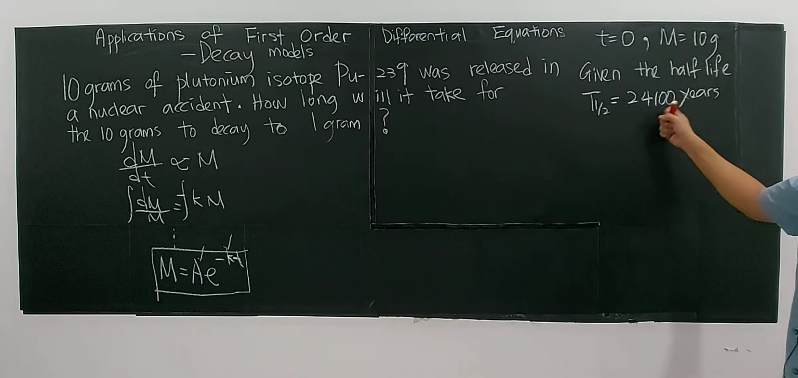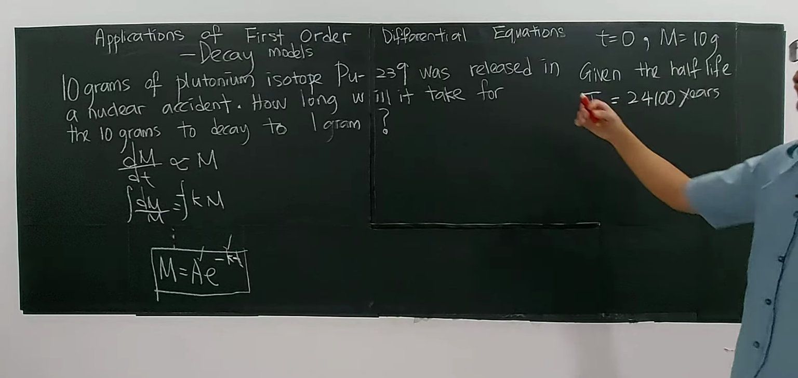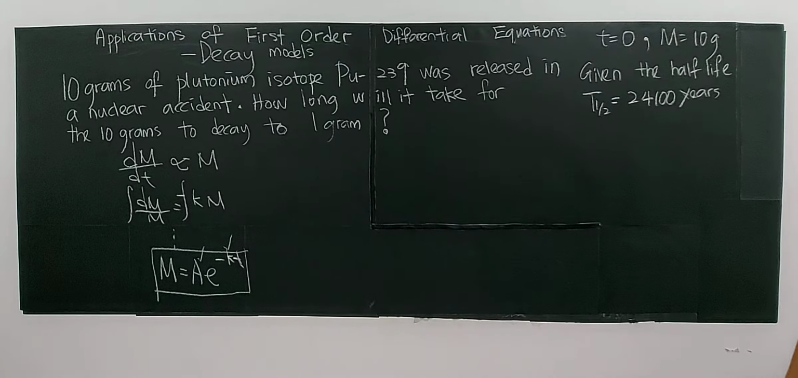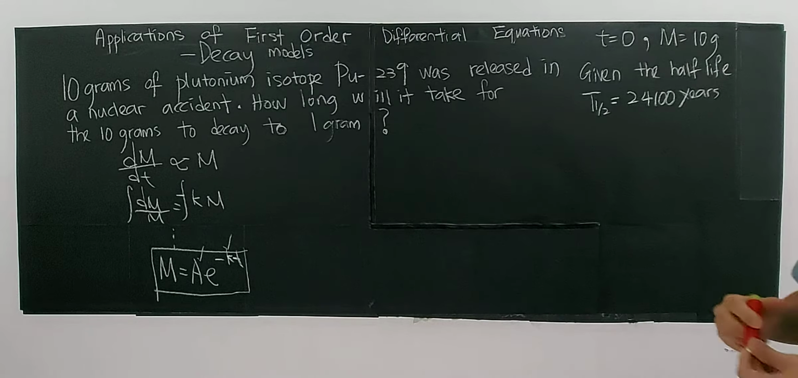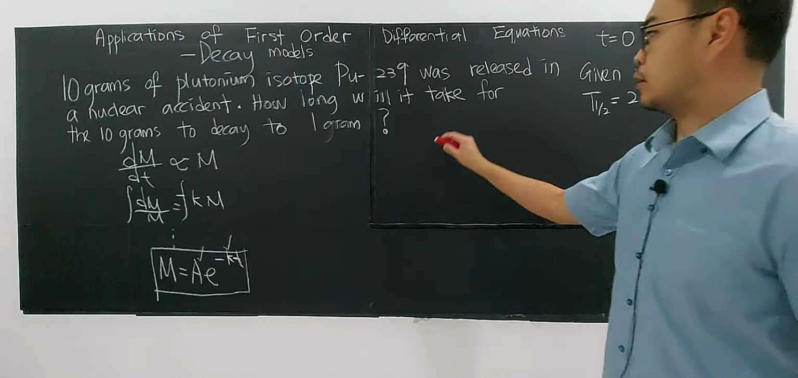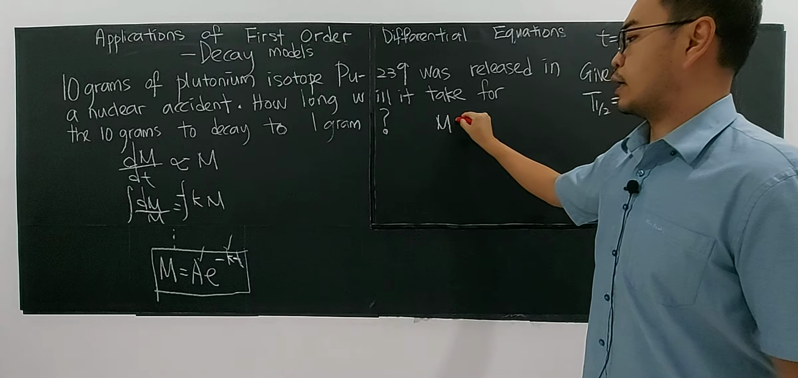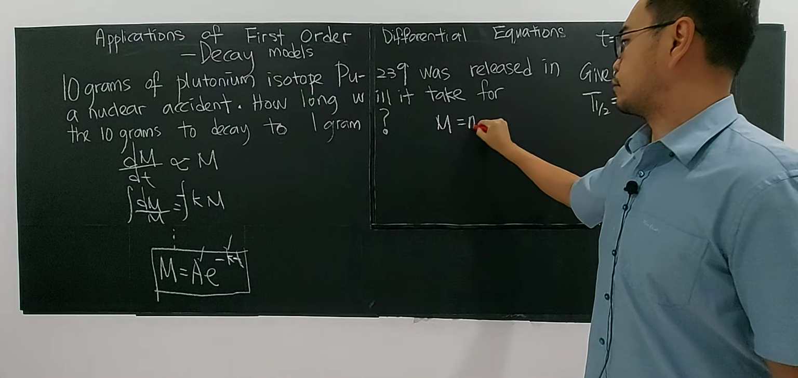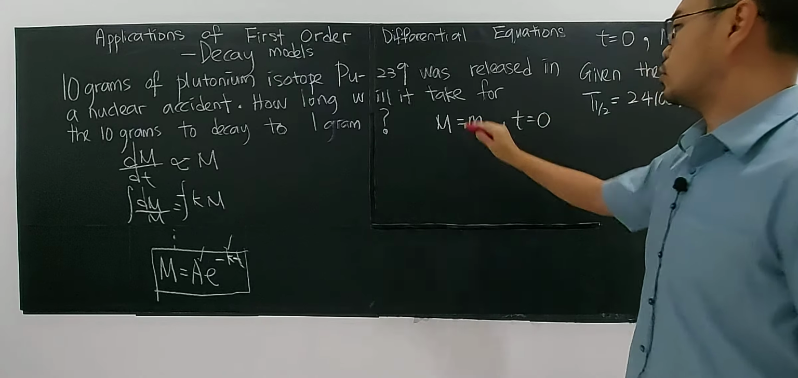So this is the half-life. What is half-life? Given that the half-life of the plutonium isotope is 24,100 years, it means that for an object, initially the mass is m, for example. When t is 0, the m is m naught.